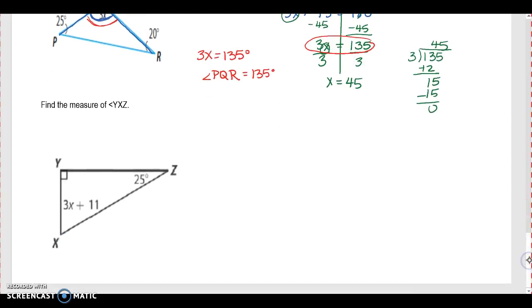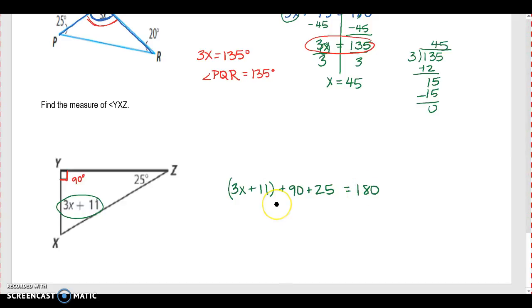Okay, so last but not least, here we have a triangle, X, Y, Z, and it shows here that this is a 90-degree angle, right? That's what that means. So it's a triangle. We know that the sum of the angles of a triangle are 180. So we have this angle down here equals 3x plus 11. And then we have this angle here is 90 degrees. And then we have 25 degrees. So those all add up to 180.